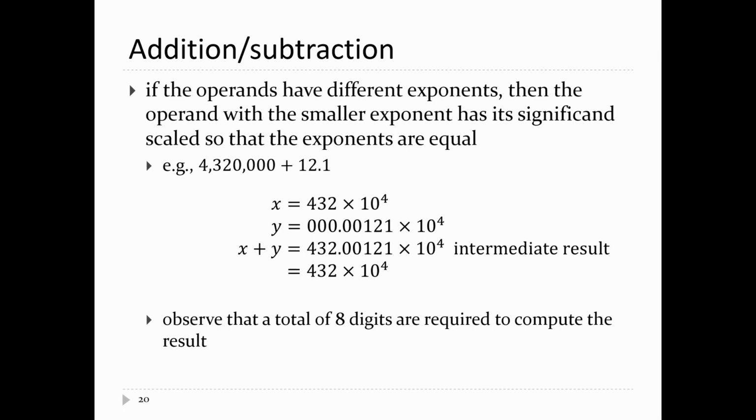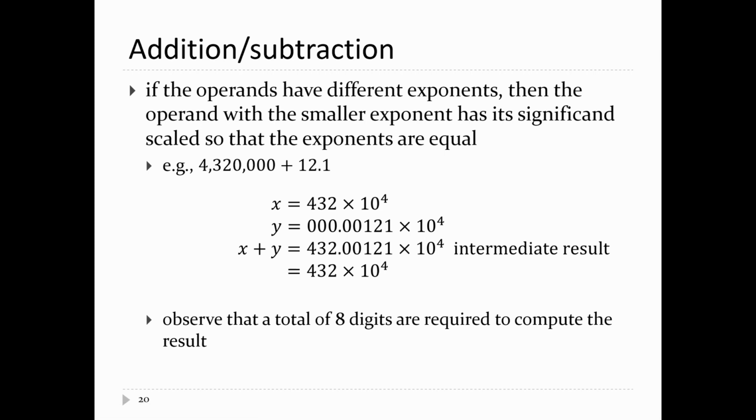All right. Now what happens if they have different exponents? If they have different exponents, then you keep the value with the larger exponent, and you adjust the value with the smaller exponent so that it has the same exponent as the larger one. Here I've got a very large number, roughly 4 million, plus 12.1. You write down the larger number in its floating point representation, 432 times 10 to the 4. Now I write the 12.1 also using the exponent 10 to the 4.